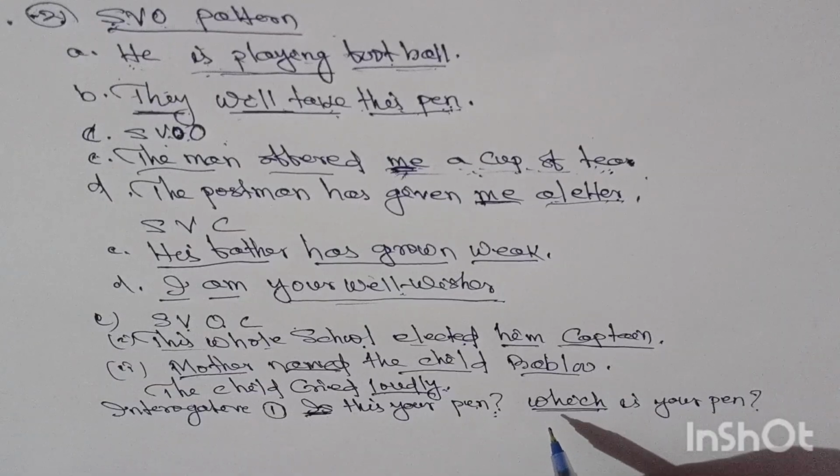You know all about the 2 sentences: one is the declarative sentence and the other is the interrogative sentence. There are 4 types of sentences in the simple sentence: first is declarative, second is interrogative, third is imperative, fourth is exclamatory. In the next video, we will discuss the other 2 sentences and the compound and complex sentences.